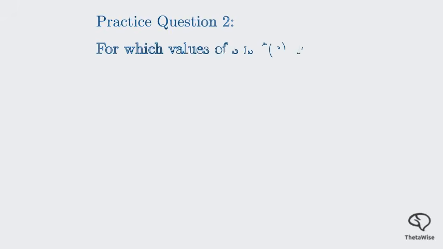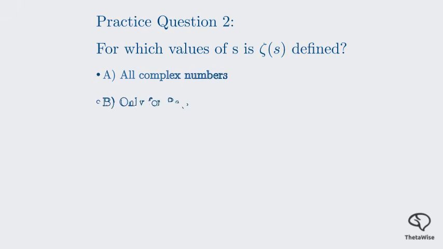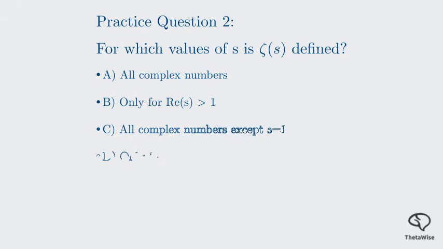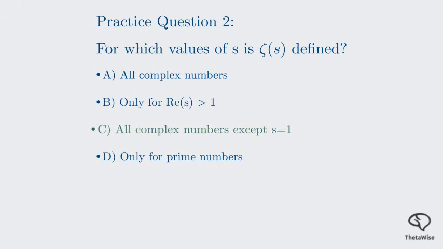Second question. For which values of the complex numbers is the Riemann zeta function defined? Is it A, all complex numbers? B, only for S where the real part is greater than 1? C, all complex numbers except S equals 1? Or D, only for prime numbers? Ready for the answer? The correct answer is C, all complex numbers except S equals 1.